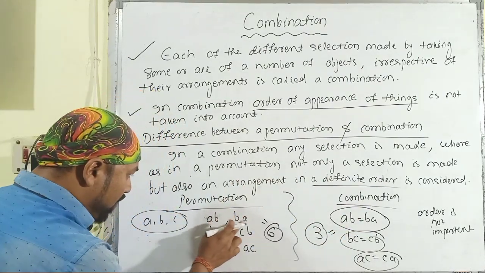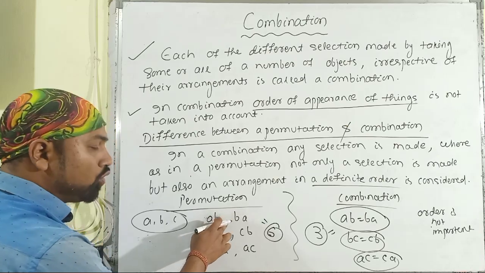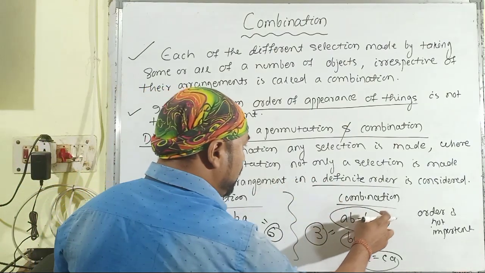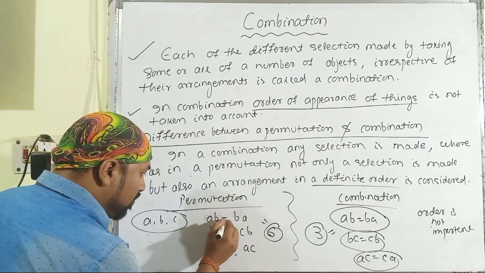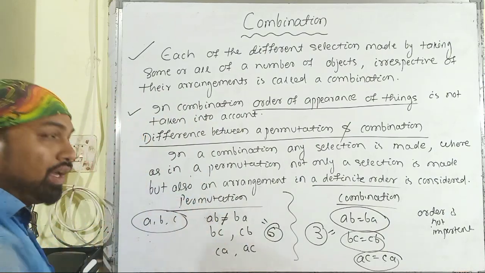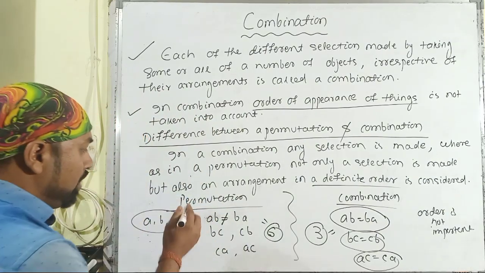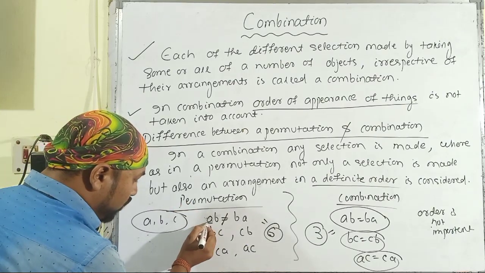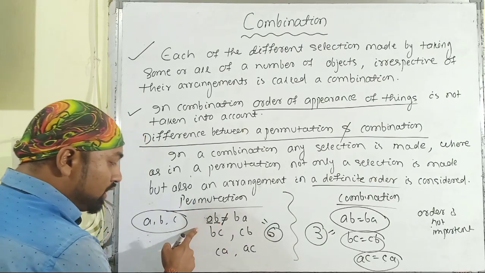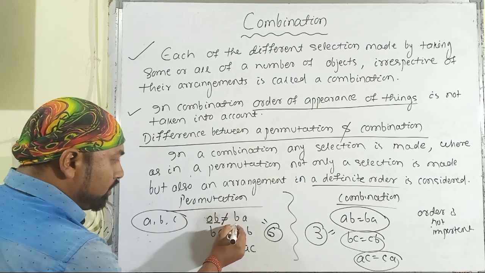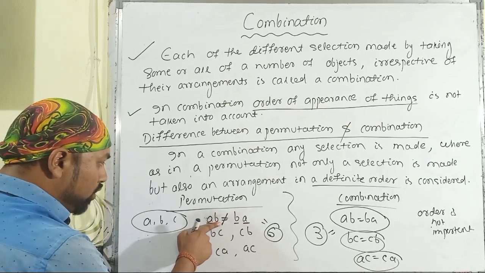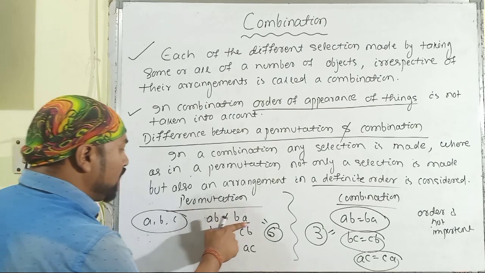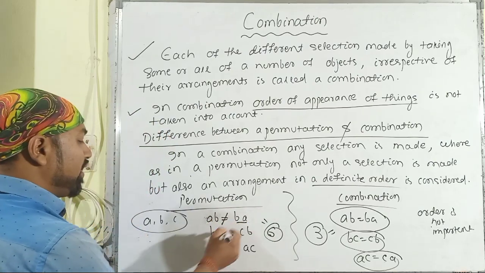Here in permutation order of appearance is taken into consideration, but here in combination order of appearance is not taken into consideration. That means here AB is not equal to BA. That means their position is important here. First of all, you are going to choose A and then B. That means it is very much different from first choosing B and then A. So here it will be considered as AB, but here it will be considered as BA, and they are different from each other.